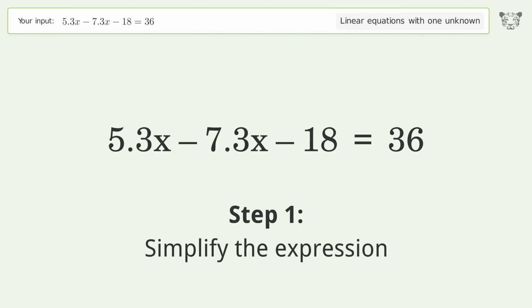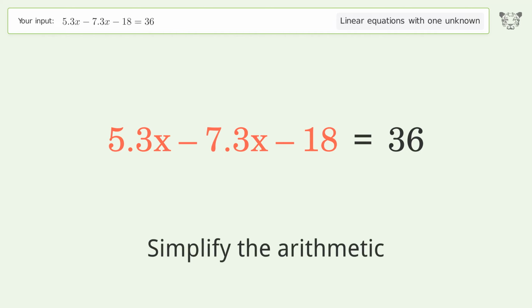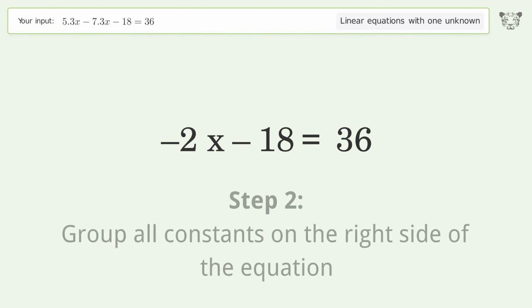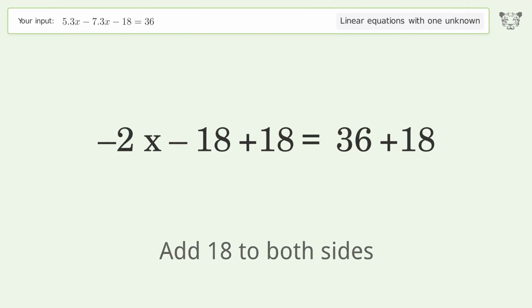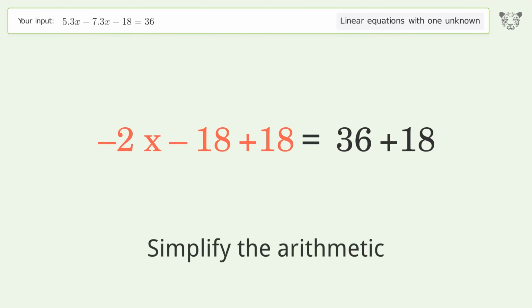Simplify the expression. Simplify the arithmetic. Group all constants on the right side of the equation. Add 18 to both sides. Simplify the arithmetic.